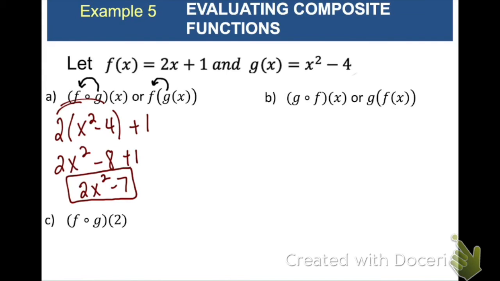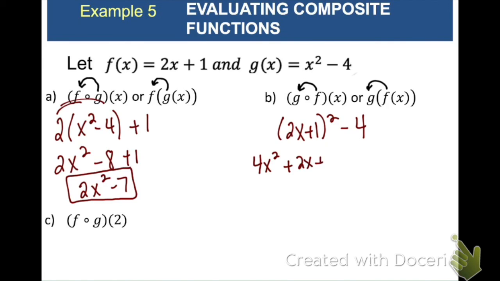For part B, we're kind of going backwards here. The way that these statements are written says we're going to take and plug function f into function g this time. When we do that, we'll notice that we have a binomial squared. You'll need to use either box method or FOIL here, and then combine like terms.